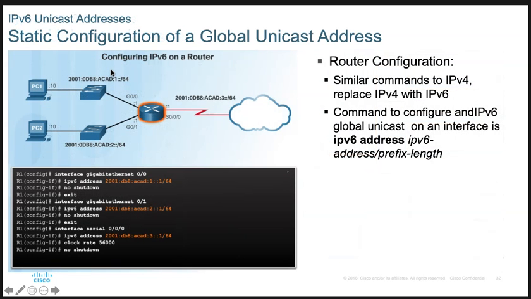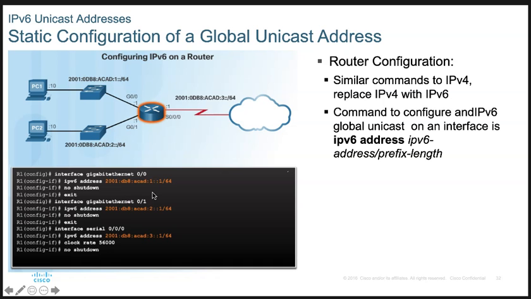Now, there's a little difference. When you need to assign an IPv6 address to a router, you don't do what we do in IPv4, where you just type ip address 192.168.1.1 255.255.255.0. Before you can assign an IPv6 address to a router, you have to type ipv6 address, then assign the IP address. So please remember that. You can't use the ip address command to assign an IPv6 address. You have to type ipv6 address, then the address that you need to assign.